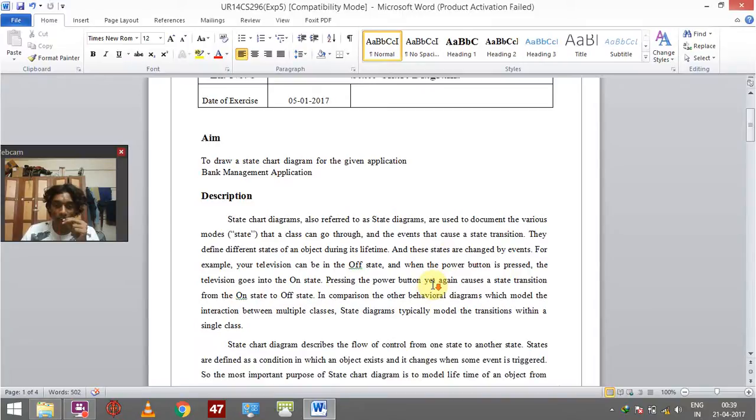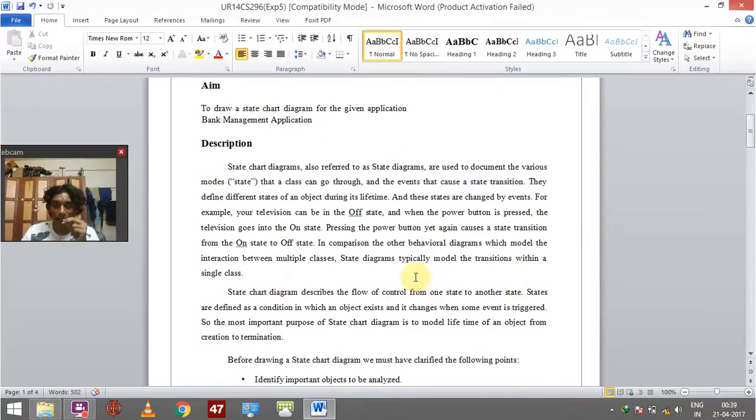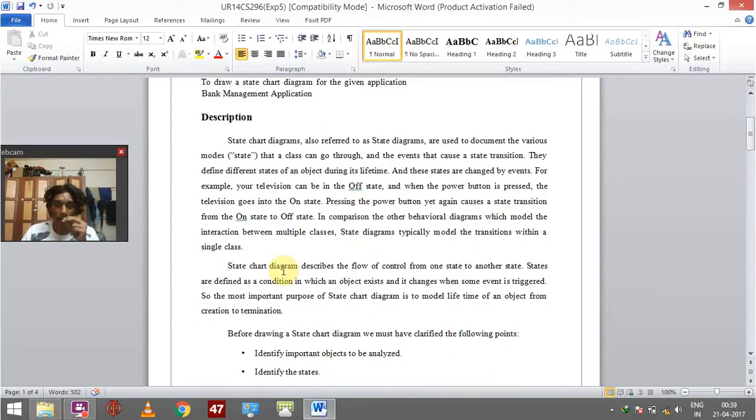In comparison to other behavioral diagrams which model interaction between multiple classes, state diagrams typically model the transitions within a single class. A state diagram describes the flow of control from one state to another. States are defined as a condition in which an object exists, and it changes when some event is triggered. So the most important purpose of a state chart diagram is to model the lifetime of an object from creation to termination.